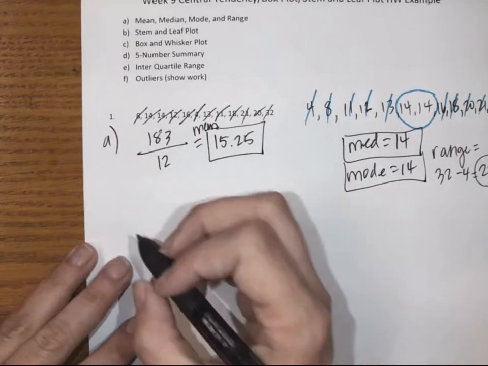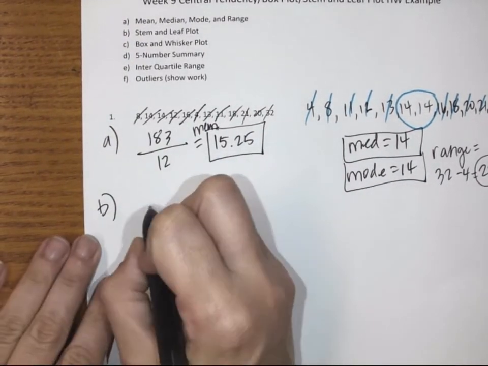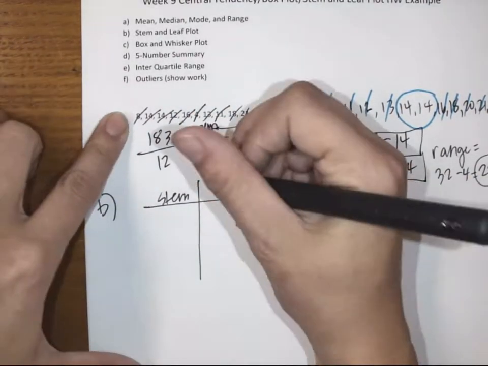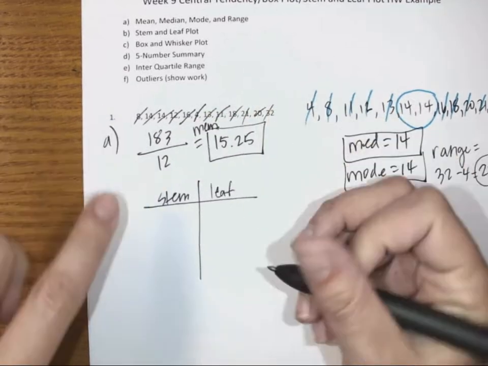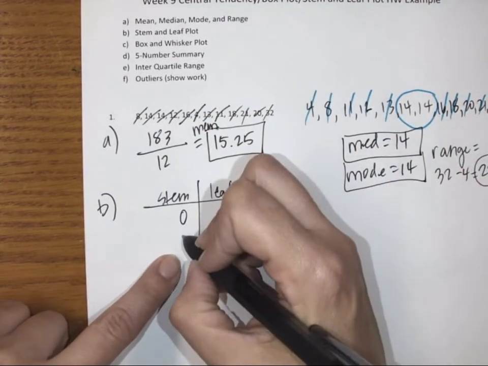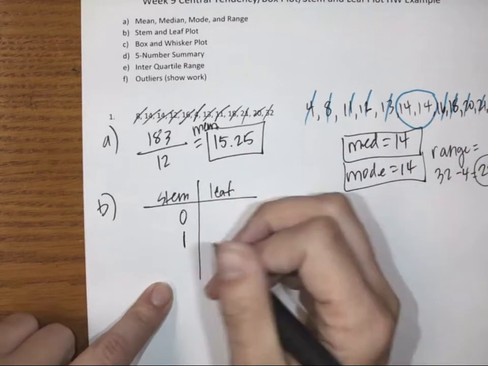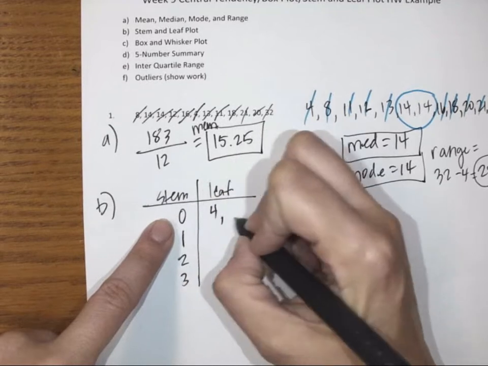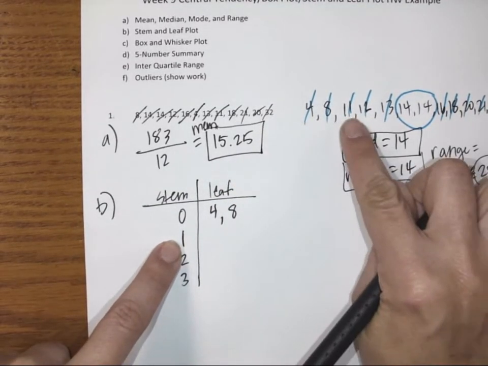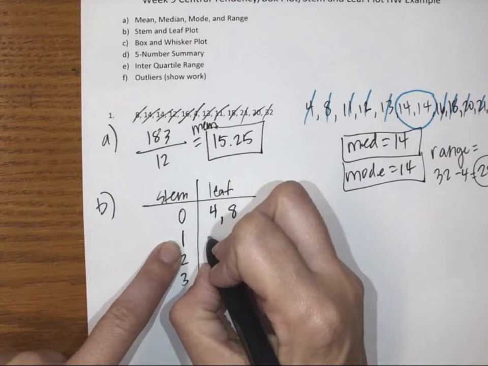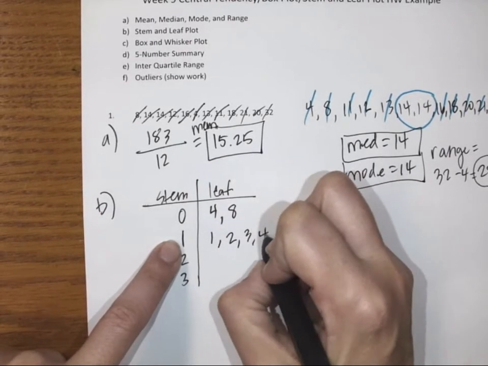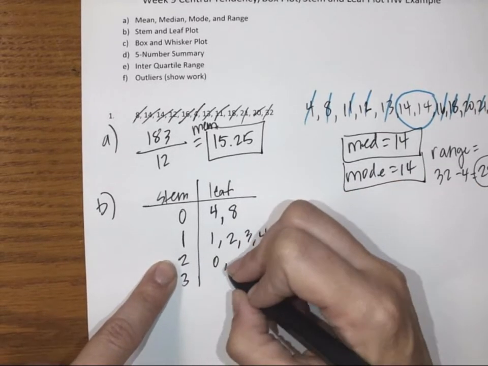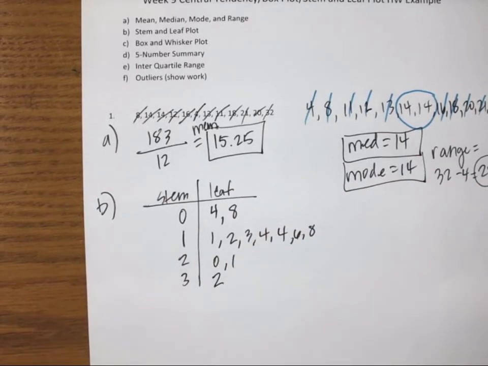For part B, the stem and leaf plot, we've already gone over this, but just a reminder, your stem is the tens place in this case, and your leaf is the ones place. So I have some zeros, I have some things with a 1 as a tens place, and I have some things with a 2 and a 3 as the tens place. So 0 is the tens place, there's a 4, there's an 8. For the 1 as the tens place, there's an 11, 12, 13, 14, 14. So I need a 1, 2, 3, 4, 4, 6, and 8. For the 2, I just have 20 and 21, so a 0 and a 1. And for the 3, I just have 32, so a 2.